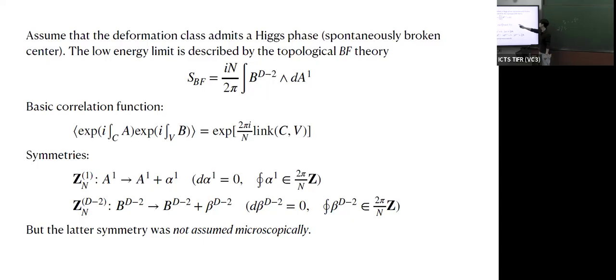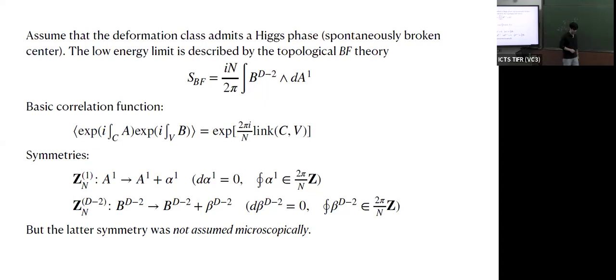Sorry, I'm just doing this to indicate the degree of the differential. So essentially, the full content of this theory is contained in this correlation function. If you take a Wilson loop of A, and then you also take a Wilson volume of B, you compute the correlation function, you simply get a Zn phase factor, the phase being given by the linking number of these two manifolds, C and V. This is the full content, essentially, of this theory.